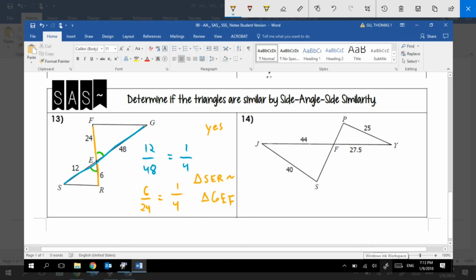And there it is. So you guys try number 14 on your own, and that is going to conclude this note section about angle, side, and side, triangle similarities.